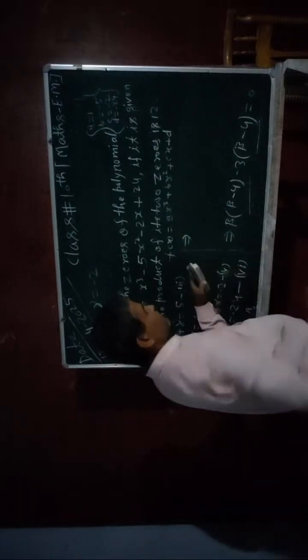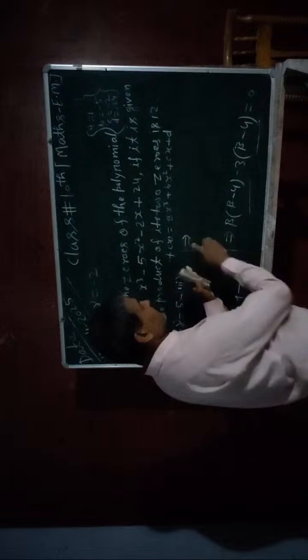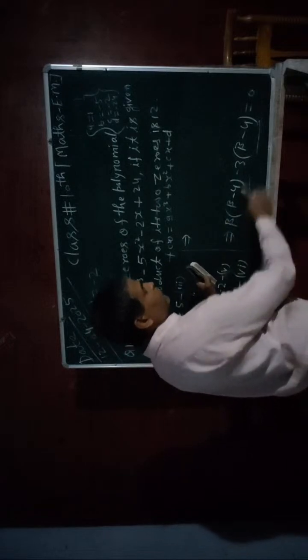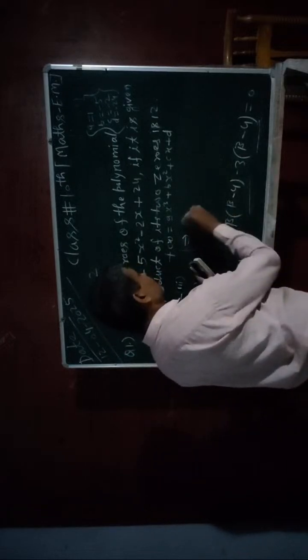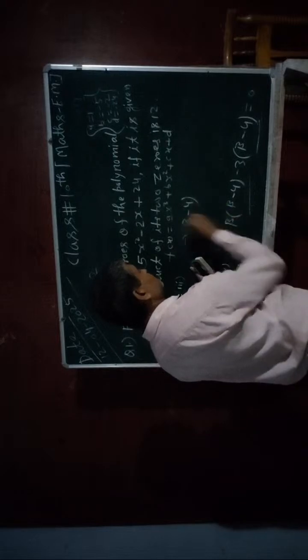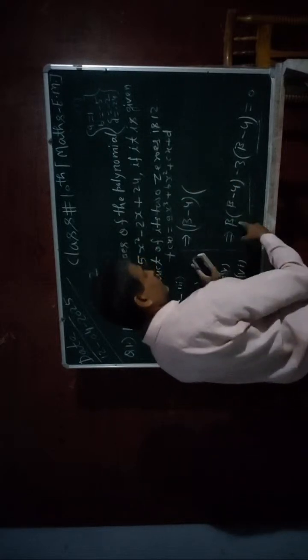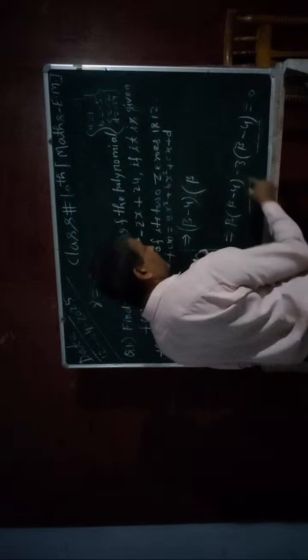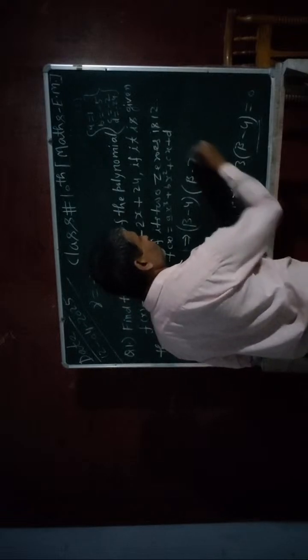Okay students, so I am writing here beta minus 4 and beta minus 4, again I will take common from this equation. So in the other bracket here I will write beta and here minus 3 is available, minus 3 I will write here. Okay student, so after factoring I have got this.